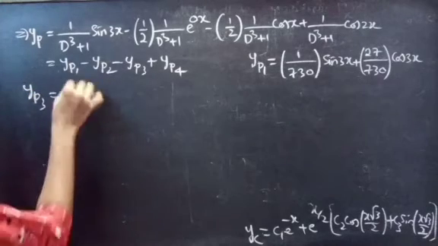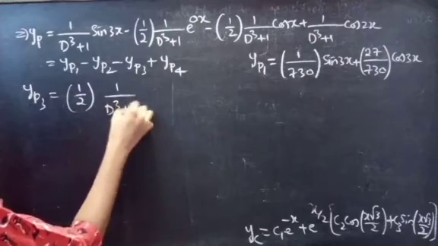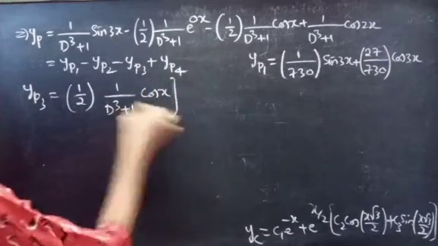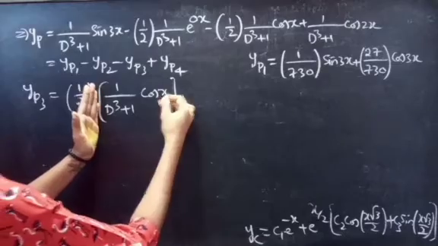One by 2 into 1 by f of D into cos x. So this is of 1 by f of D into cos ax form.